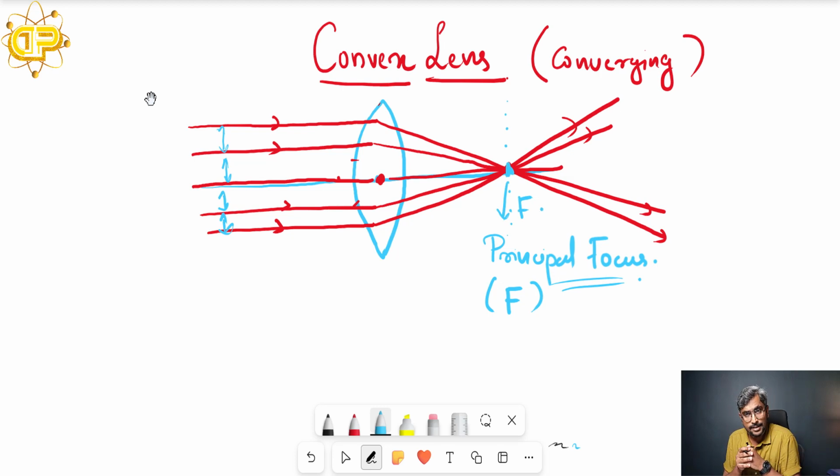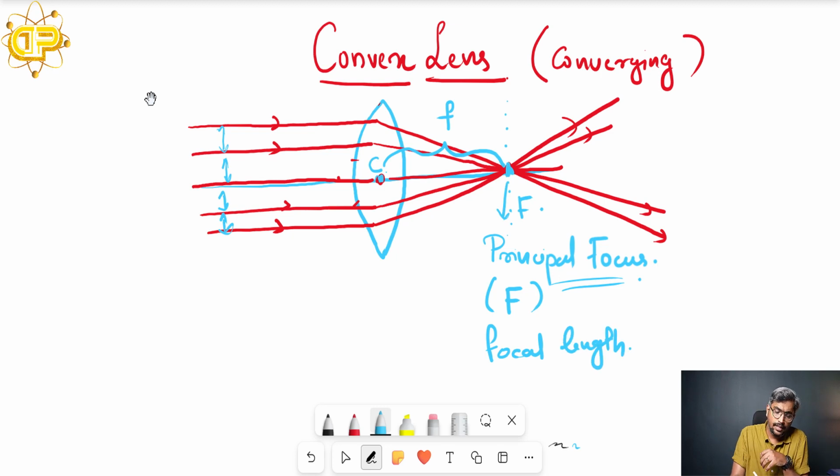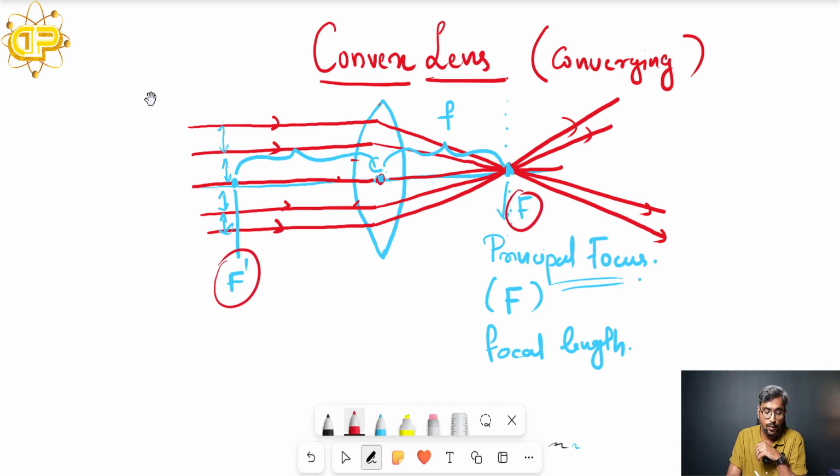In the case of a lens, I already mentioned that there will be two foci. The distance between the optical center and the principal focus is denoted by small letter f, and that is known as the focal length. Just calculate the same distance from the optical center in the opposite direction, and you will get another point, F dash. These two, F dash and F, are the two foci for this particular convex lens.